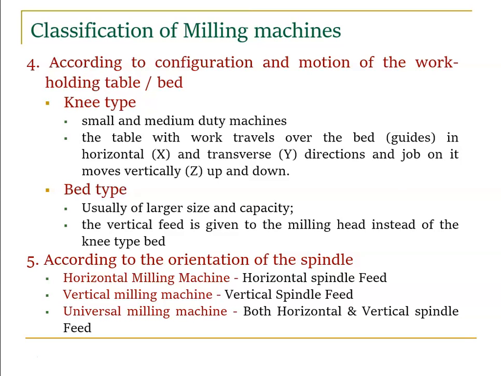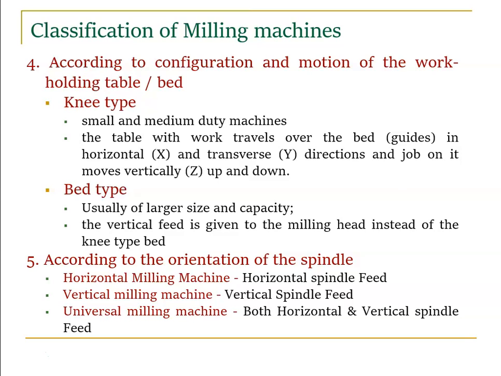Similarly, the bed type is used for large size and capacity. So knee type is a smaller unit, but bed type is of large size and capacity. The vertical feed is given to the milling head instead of the knee type head. So the vertical feed we give through the milling head. Then, according to the orientation, we have more classifications.